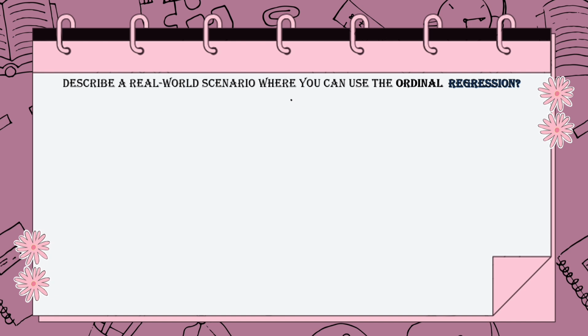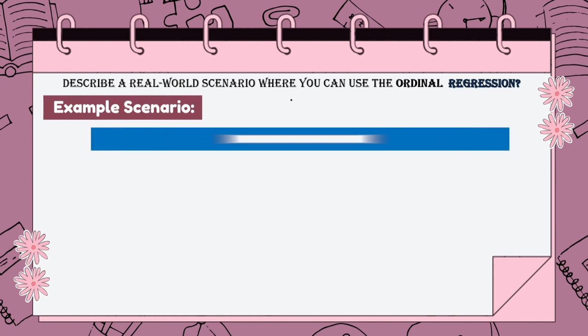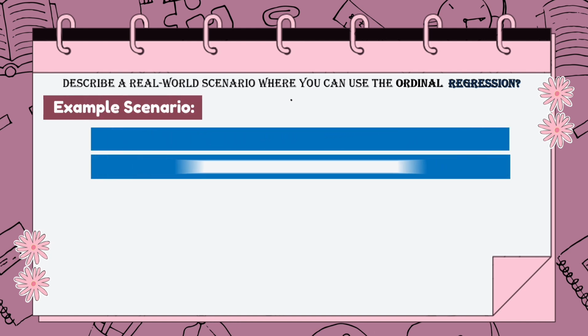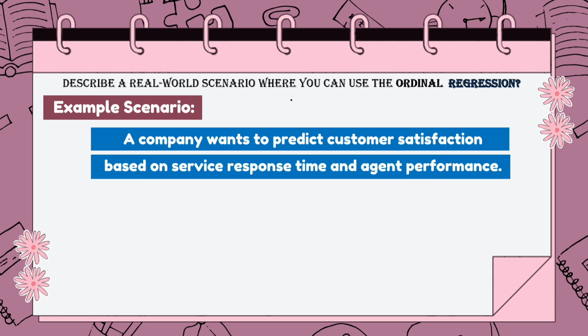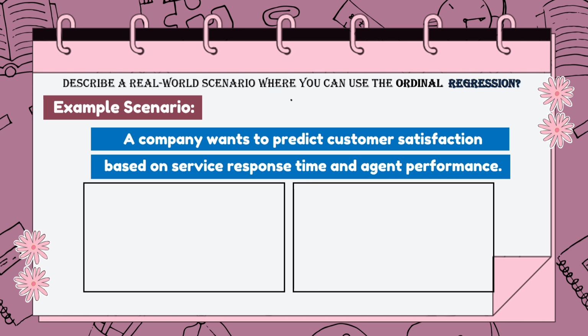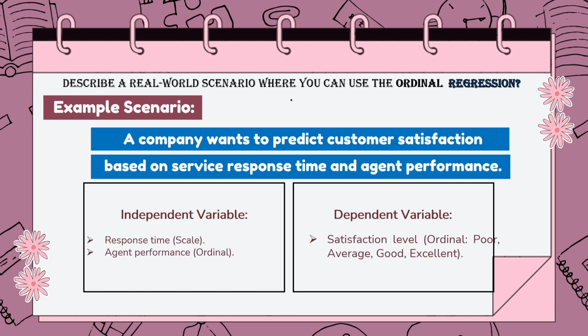So the last topic is a real-world scenario where you can use ordinal regression. So here is the example scenario where we can use ordinal regression. A company wants to predict customer satisfaction based on service response time and agent performance. So it has the independent variable and the dependent variable. The independent variables are response time and agent performance, and the dependent variable is the satisfaction level.